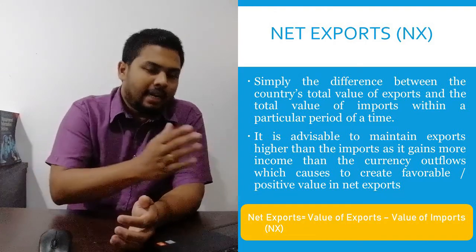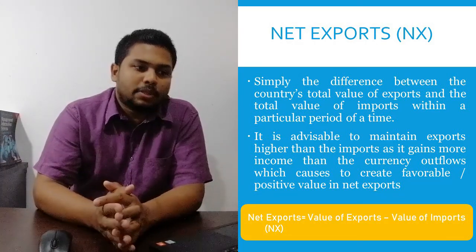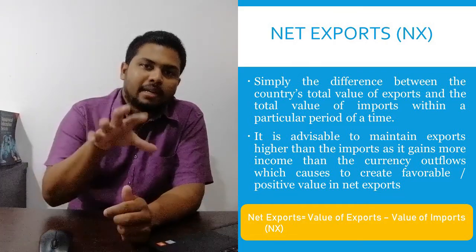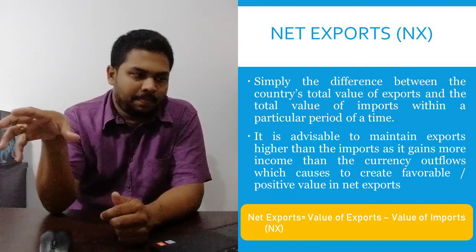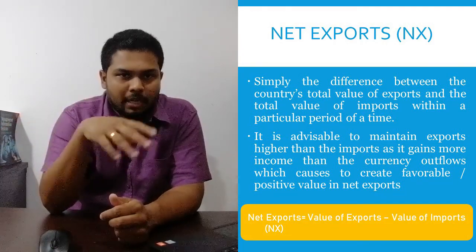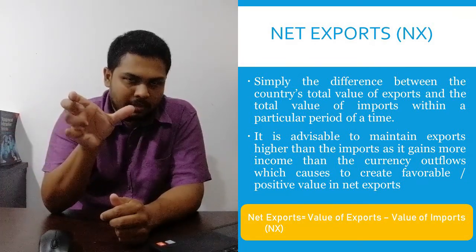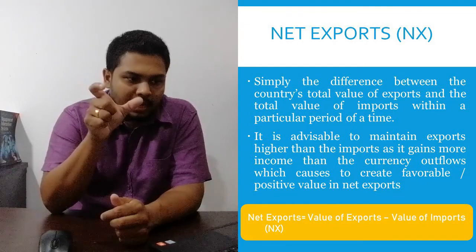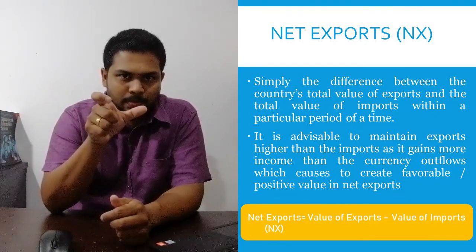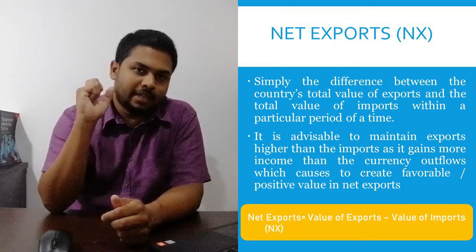So in that case, net exports can be explained as the difference between the country's total value of exports and the total value of imports within a particular, or let's say a given period of time, right? So we can calculate it by deducting the value of the imports from the value of the exports. So NX, or let's say the net exports, has to be a positive figure.